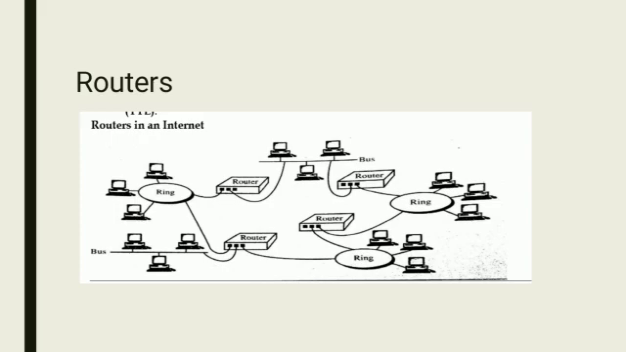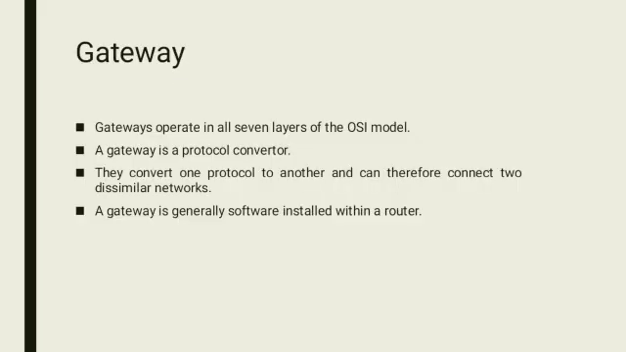In this diagram, the routers are in an internet connection. There are different types of networks and different types of topologies. They are connected in bus topology and ring topology, and all of them are connected through the routers.